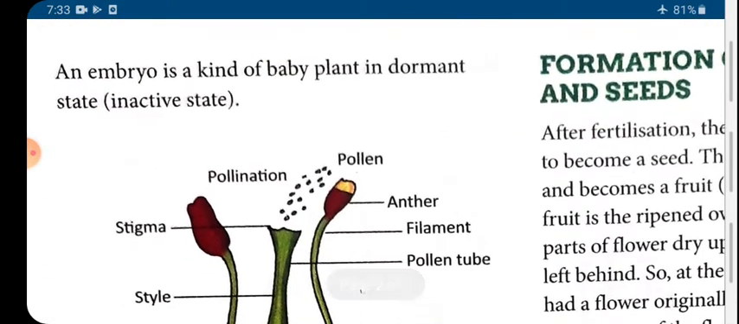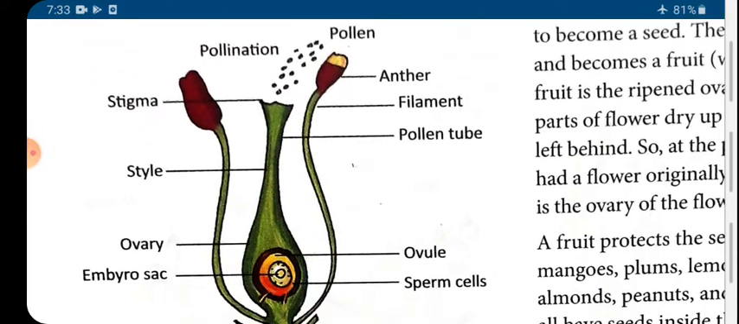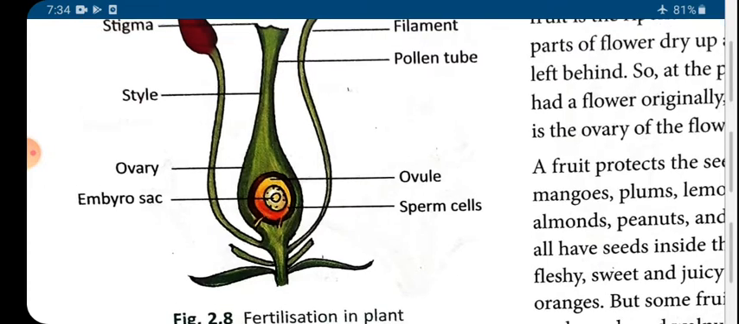An embryo is a kind of baby plant in a dormant state. Embryo, you can say it is a kind of baby plant which is in an inactive state. सुप्त अवस्था में जो बेबी प्लांट रहता है उसे हम एम्ब्रियो कहते हैं. Okay, student? So it is the diagram of fertilization in plant.